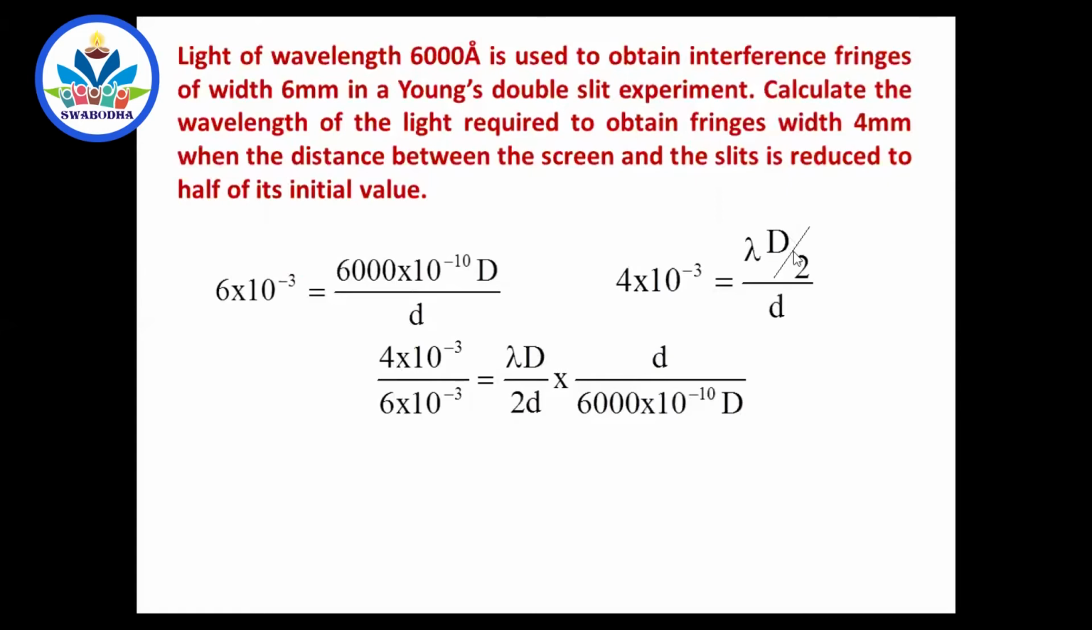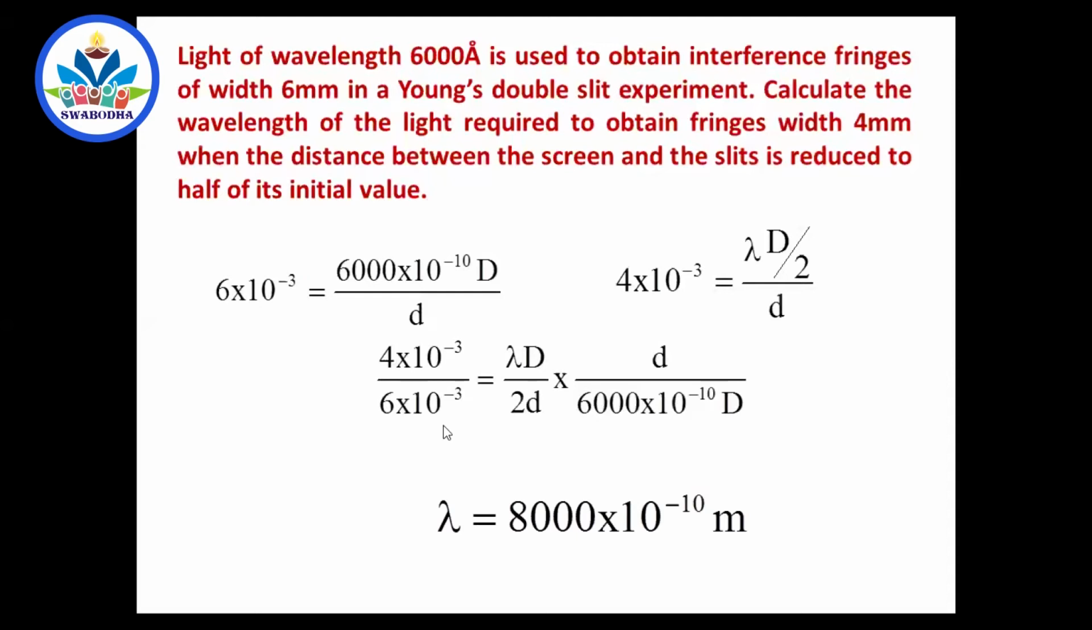So lambda D by 2d, that is as it is for 4 millimeter. For 6 millimeter, this is inverted: 6000 into 10 to the power minus 10 capital D by d. Capital D by d gets cancelled. So what you will get? Lambda by 2 into 1 by 6000. Here 4 by 6. So solve this. Lambda is 8000 angstroms, right?